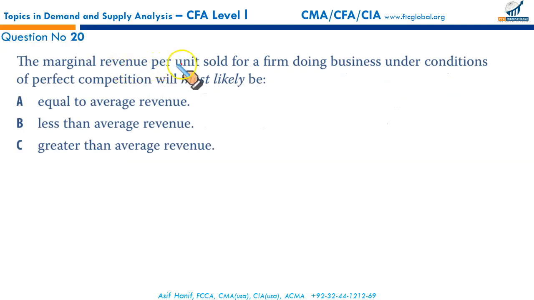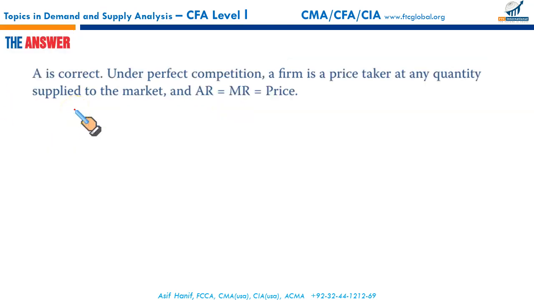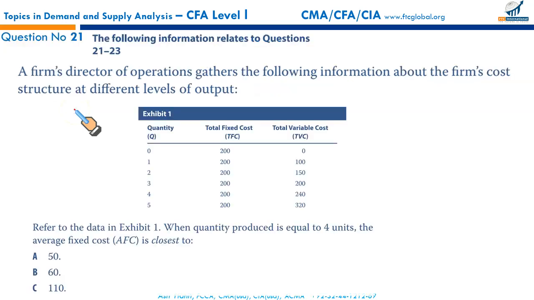The marginal revenue per unit sold for a firm doing business under conditions of perfect competition will most likely be equal to average revenue. We just discussed this previously. In a perfectly competitive market, your average revenue is equal to your marginal revenue, which is equal to price, and that gives you A as your correct option. Straightforward textbook based question. Next, questions 21 to 23 are based upon this information.